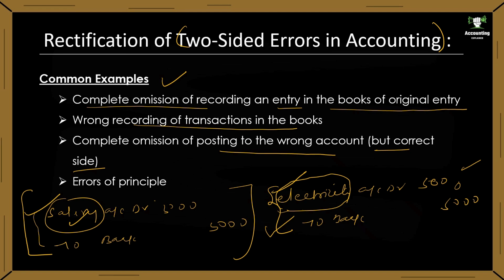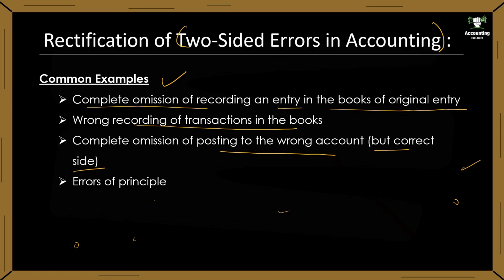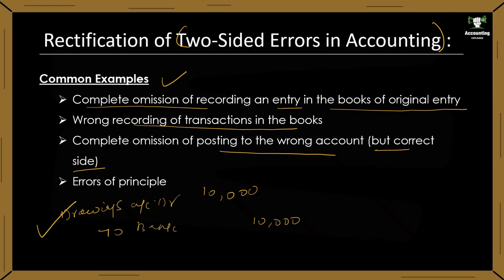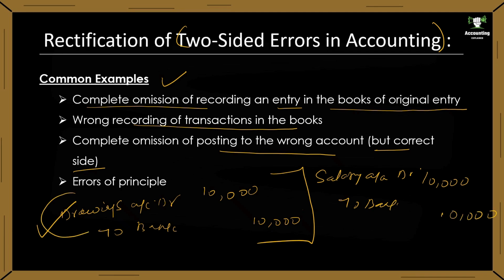Next, error of principle. Suppose the proprietor has withdrawn rupees 5,000 for personal use. In that case, the entry should be drawings account debit to bank. This is the correct entry. But instead of passing this entry, you have passed it as if he has taken salary, salary account debit to bank. So there is an error of principle because this is capital in nature and this is revenue in nature. Then your trial balance will tally, but there is an error of principle in it. These are some of the examples of two-sided errors in accounting.